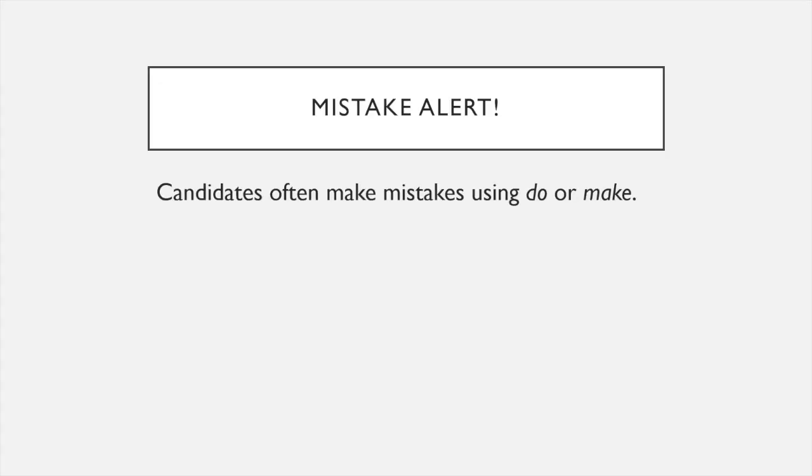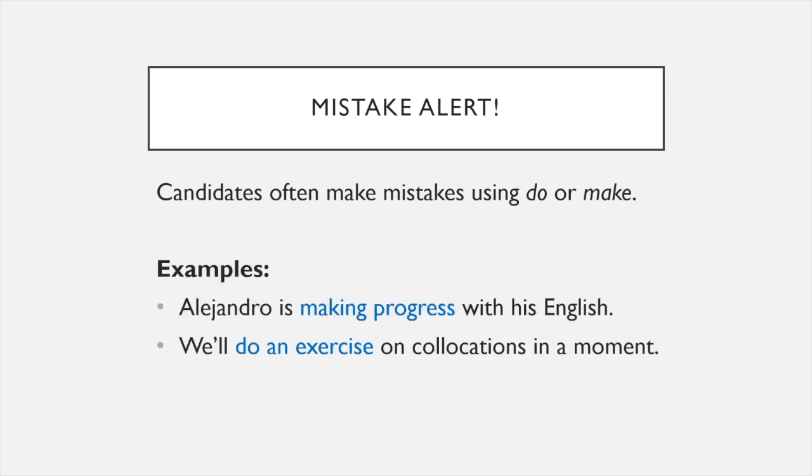One of the most common mistakes that candidates make is misusing collocations with do or make. So let's look at two examples where the collocations are correct. For example, Alejandro is making progress with his English, or will do an exercise on collocations in a moment. So in English, we make progress, but we do an exercise.